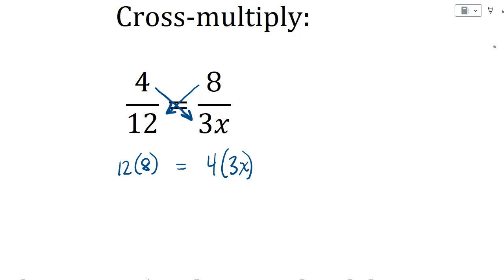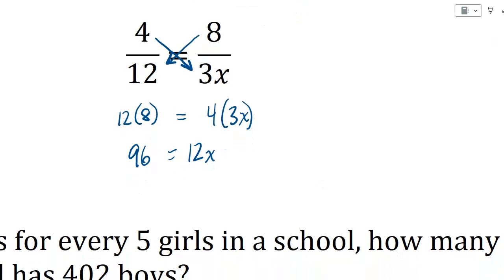So as always, just need to make sure we simplify both sides. Okay, so we got 12 times 8, we got 4 times 3x. So 12 times 8, 96. 4 times 3x is 12x. And then just divide both sides by 12. We just did 12 times 8, so kind of interesting. So we know that this is going to be 8, is equal to x, or x equals 8.